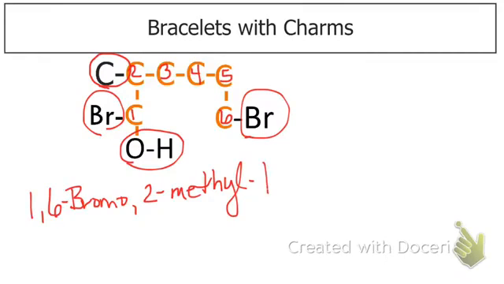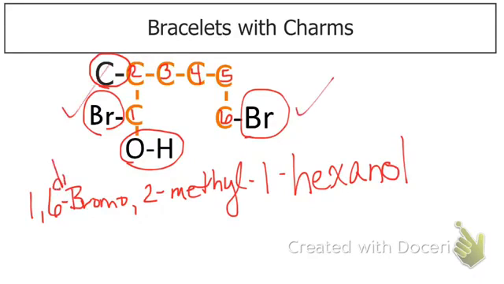Now let's look at the chain. This is a 6-carbon chain, so this is hex. It is a single bond, so it's hexane. And since there's only one alcohol, we're going to have to remove that E. So let's remove that E, and there's only one alcohol, so this is hexanol. So this is 1,6. Oops, dibromo, because there's 2 of these.